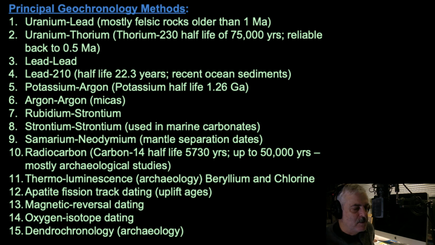But there are different kinds of systems that people use. So we've talked about uranium-lead. Really we're talking about uranium-238 to lead-206 there. Uranium-thorium is another one. Thorium-230 has a half-life of 75,000 years, so it's good back to about 500,000 years in order to date things. We can use lead-lead as well, because remember there are several lead daughter products, and you can eventually take those back to lead-206. And then lead-210 here, that's the one I was talking about with you earlier.